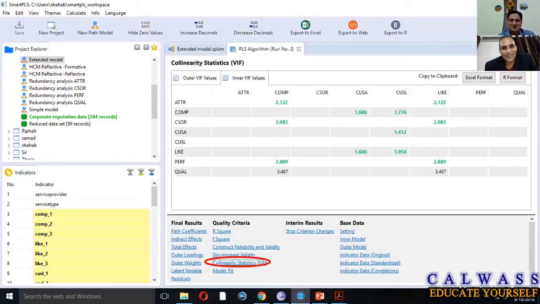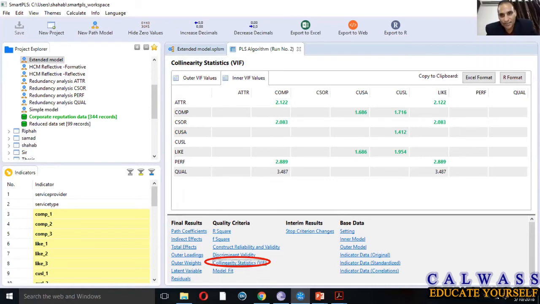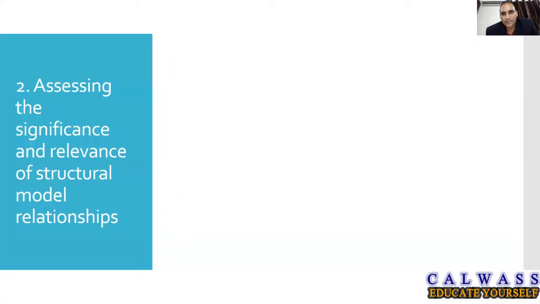The VIF value is also in the algorithm, right? I just told you we run the algorithm and we can find the VIF values. You don't need to calculate them manually. You just have to click on collinearity statistics VIF. In quality criteria, you get an option, you click, and you have to click on inner VIF values, right? So you can see all the values are within the limit. Probably some are greater than 3.3, but still you have literature which says it should be less than 5 or 10. So there's no issue of collinearity in this model.